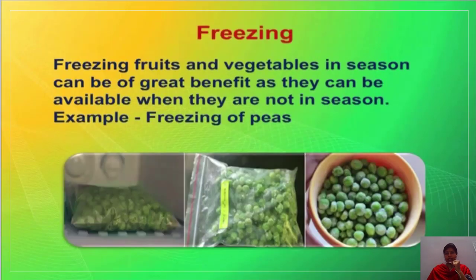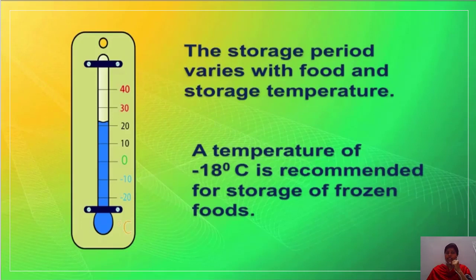Now another method, that is freezing. Freezing fruits and vegetables in season can be of great benefit as they can be available when they are not in season. Example, freezing of peas. The storage period varies with food and storage temperature. Generally, a storage temperature of minus 18 degrees centigrade is recommended for storage of food items.